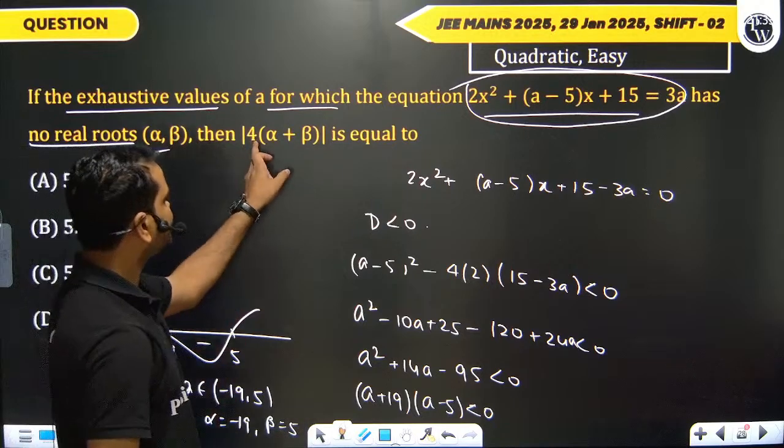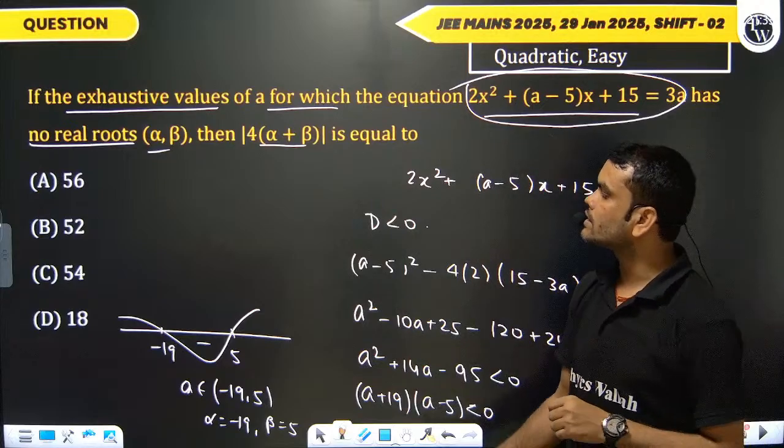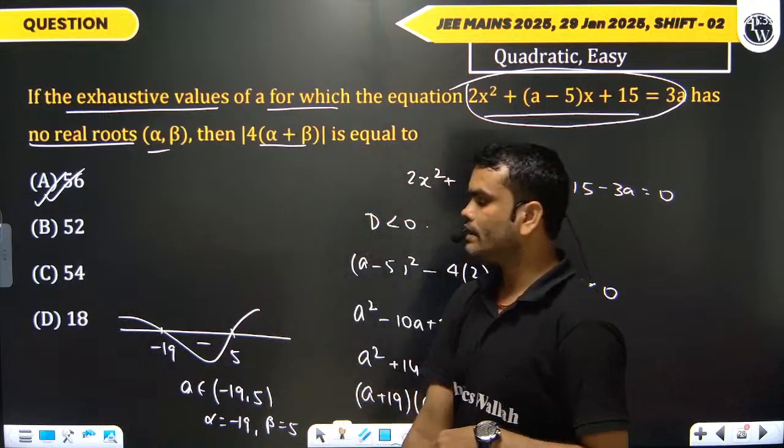So add both of them. So minus 14 will come. Minus 14 into 4, minus 56, mod if you will take. What is going to be the coming answer? 56. That is the question, right?